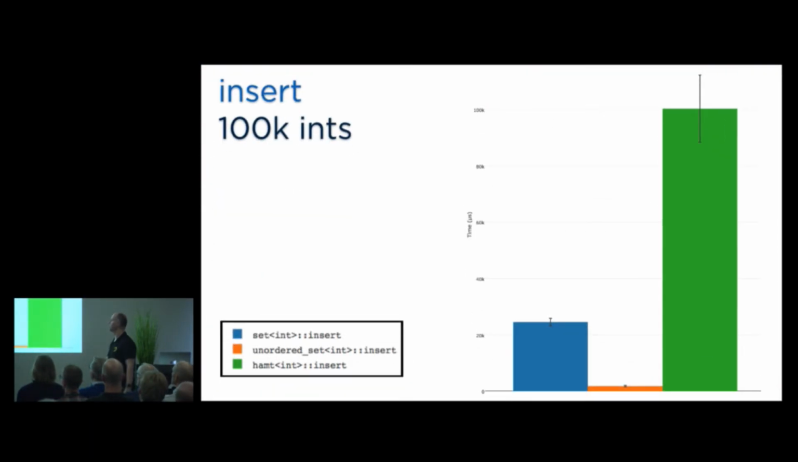Here's the first graph. This is for insert. The blue box here is std::set. The large green box is hash table, or HAMT for short. And then this orange bar down here, you can almost hardly see, is unordered_set. The y-axis is time, which means I'm really not doing very well on this one. It's a bit of a disappointment. I'm about 4 or 5 times slower than std::set, and about 20 times slower than unordered_set.